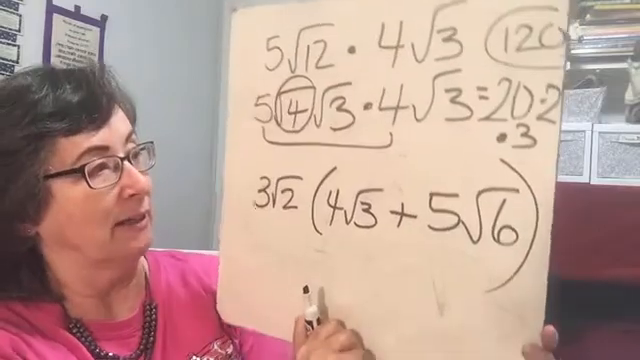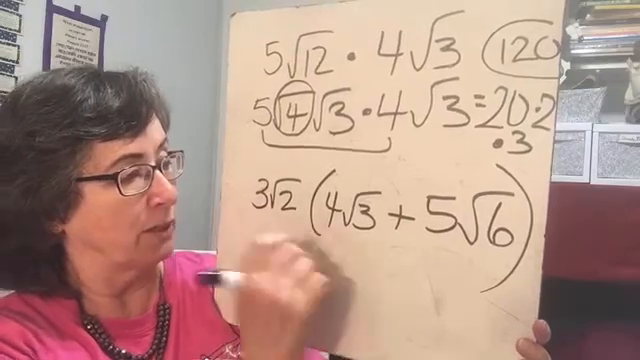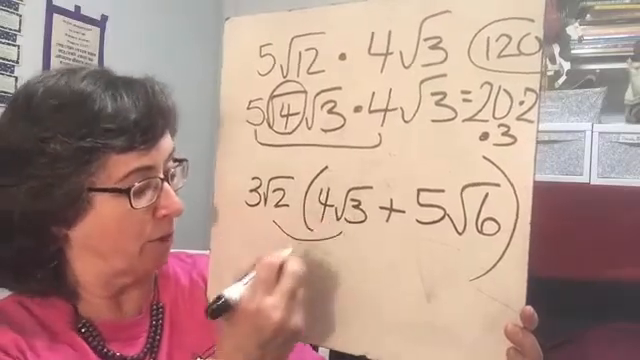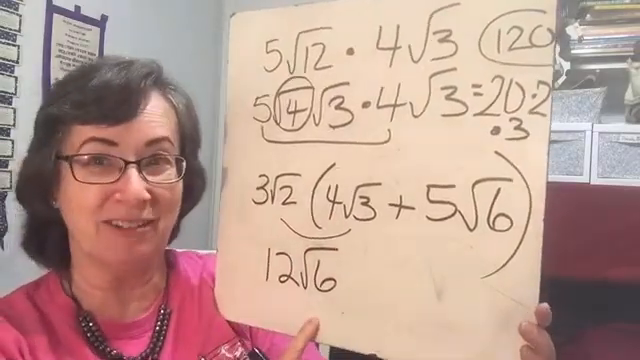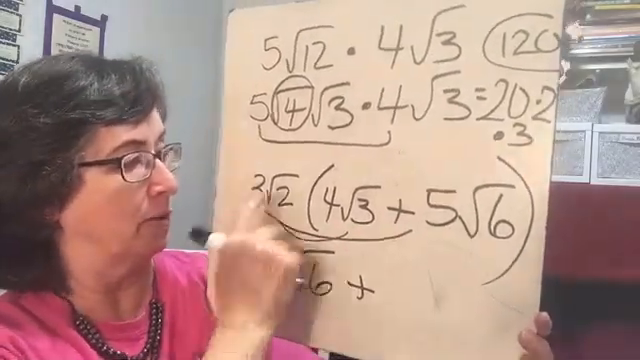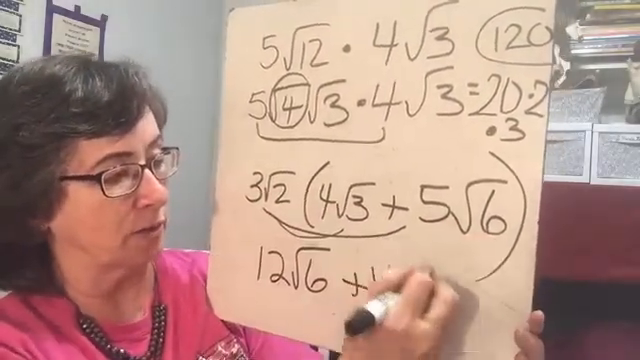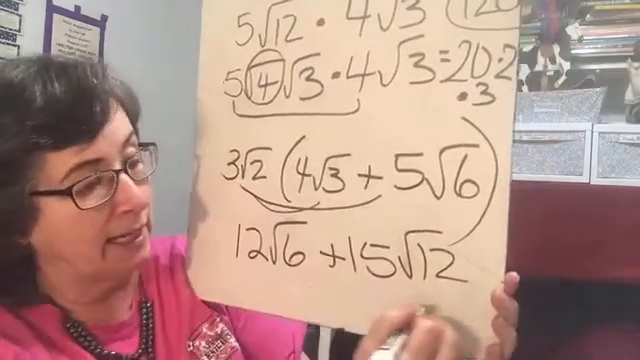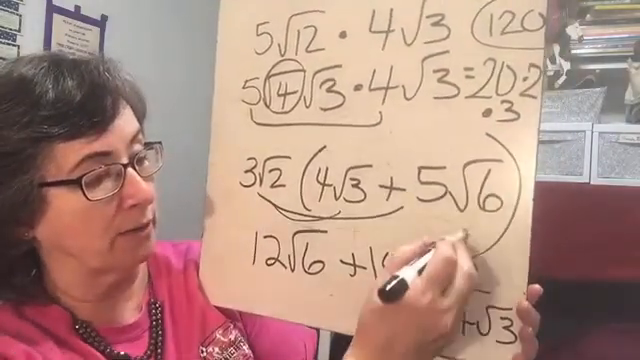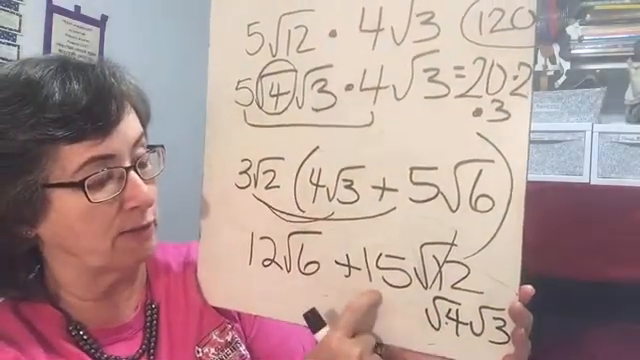Okay, so now down here we have 3 square root of 2, which we're going to distribute to 4 square root of 3. 3 times 4 is 12. Square root of 2 times square root of 3 is square root of 6, and there's nothing I can do to simplify square root of 6. Plus, now we're going to distribute over here. 3 times 5 is 15. Square root of 2 times square root of 6 is square root of 12. Now that's going to break down into square root of 4, square root of 3. The square root of 4 becomes a 2. So 2 times 15 is 30.